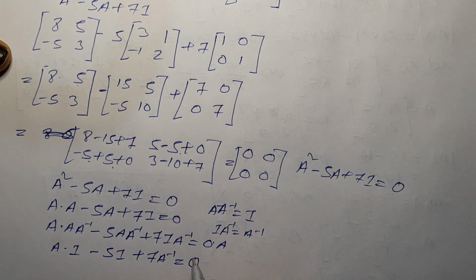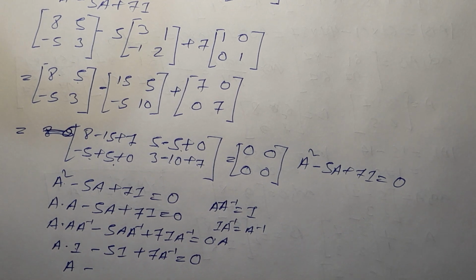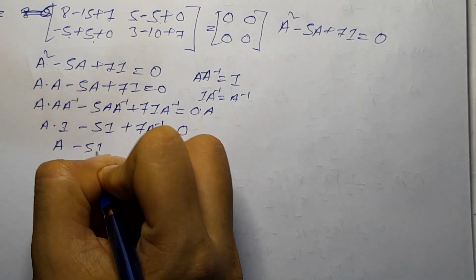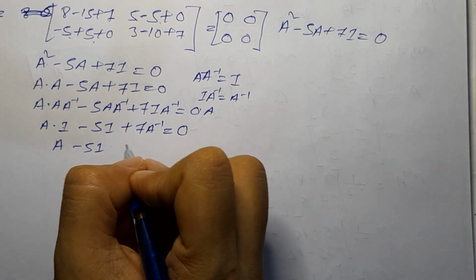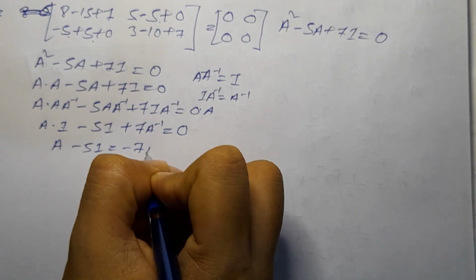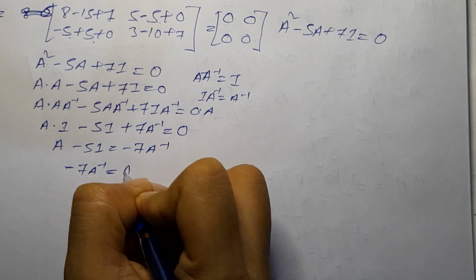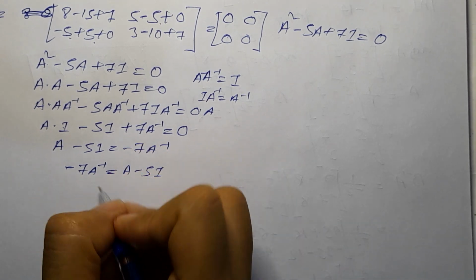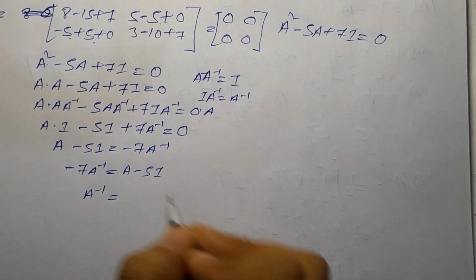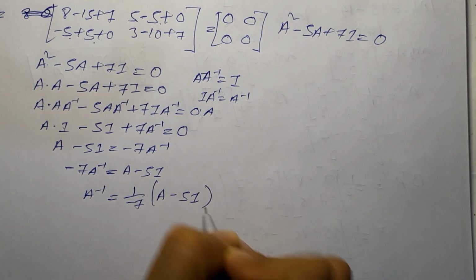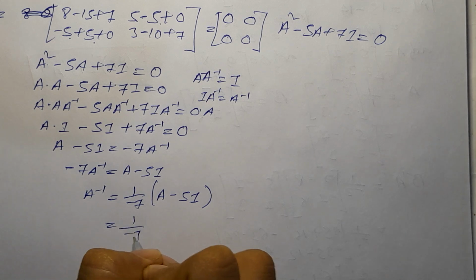So keep the A inverse on one side, take the rest to the other side. So it will give A minus 5I. Take it to that side, so it will be equal to minus 7 A inverse. So we can write minus 7 A inverse is equal to A minus 5I. Take the 7 to that side, so A inverse is equal to 1 by minus 7 times the bracket A minus 5I. So we need 1 by minus 7 times the bracket.